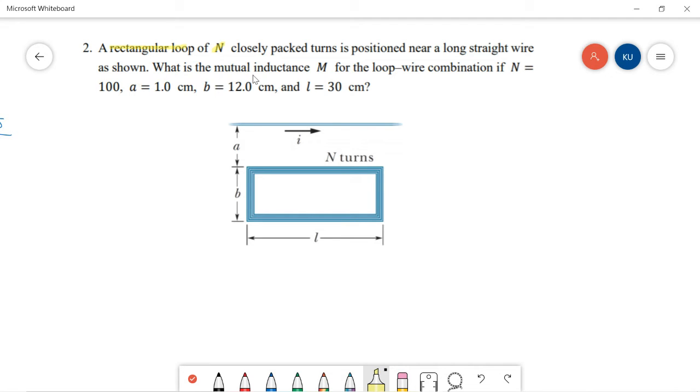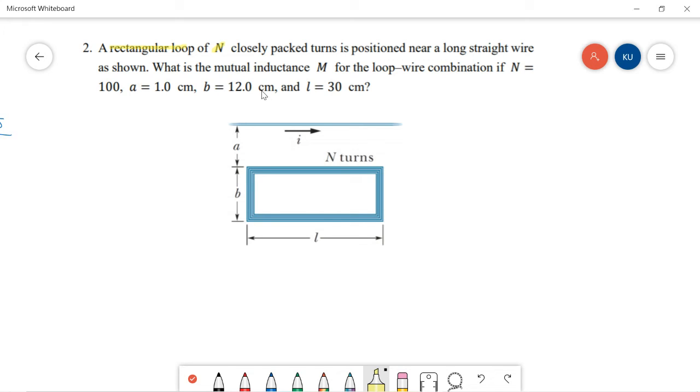What is the mutual inductance M for the loop-wire combination if N is equal to 100, a equals to 1 centimeter, b equals 12 centimeter and L, something like this, A, B, L, and N and I. We actually don't need to know the I, because we only need to care about the mutual inductance.